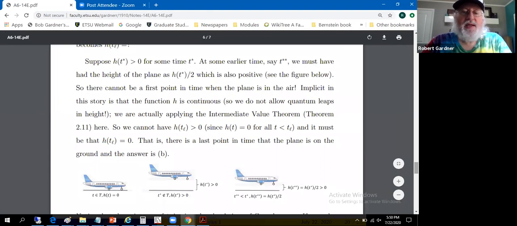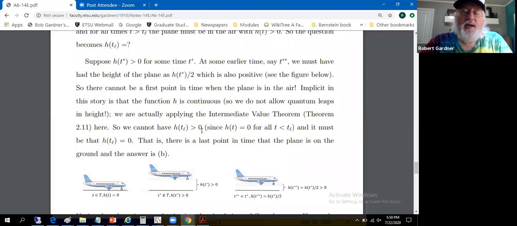So what's happening at this T sub L time? We can't have H of T sub L be greater than 0, because the plane would have to have been, say, half of H of T sub L earlier, so it would have to be in the air earlier. And it can't be. There can't be a first point in time where that plane is in the air, because earlier it was lower. We cannot have the highlighted term.